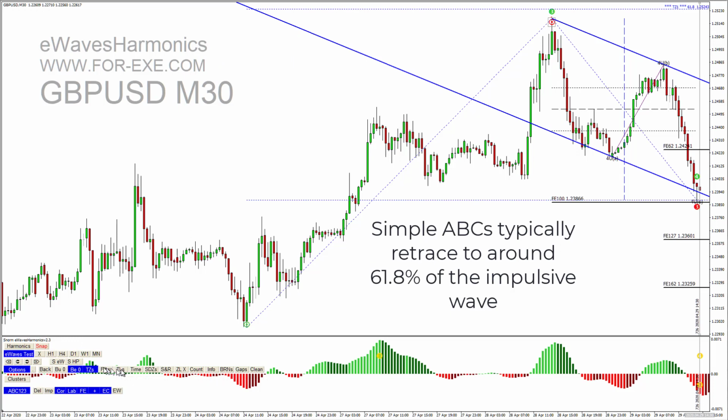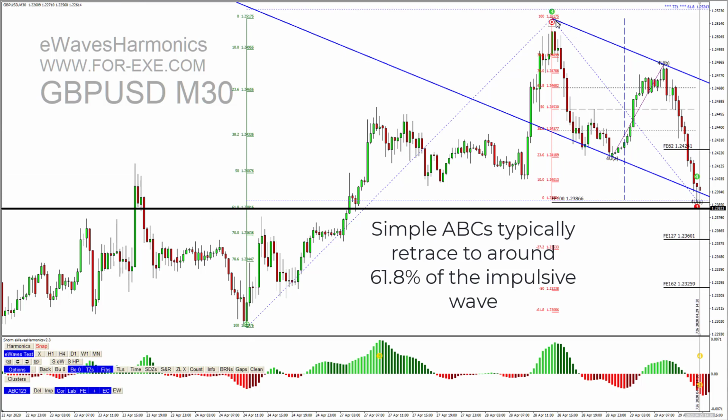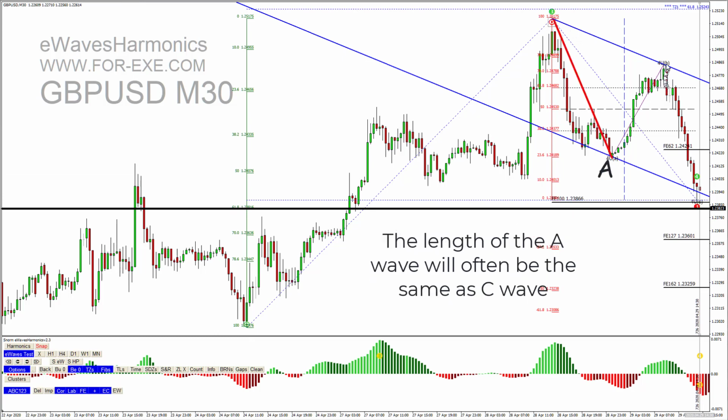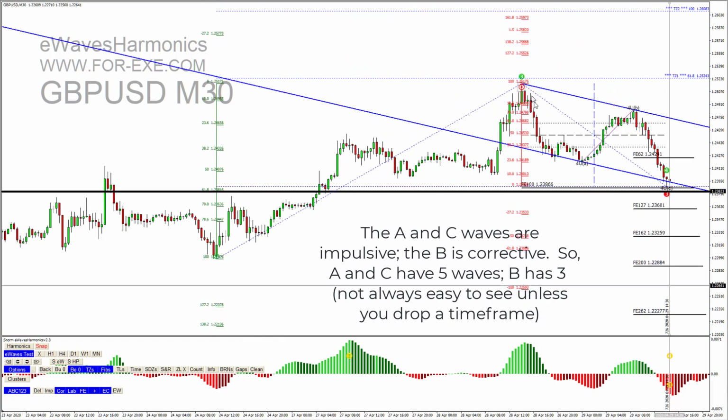Simple ABCs typically retrace to around 61.8% of the impulsive wave. Quick click of the fib button, we get the fib levels. We can see it was pretty close there. The length of the A wave will often be the same as the C wave, but not always, as we'll see later. The A and C waves are impulsive, the B is corrective. So A and C have 5 waves, B has 3. Not always easy to see unless you drop to a lower time frame.